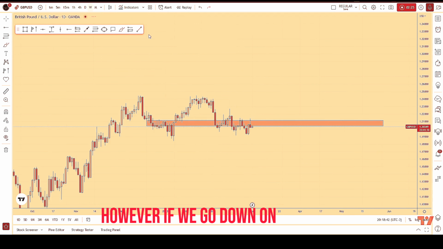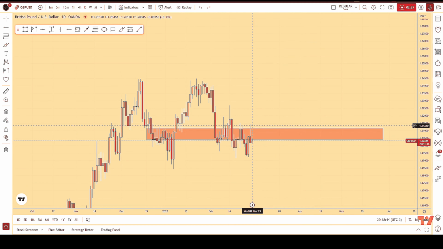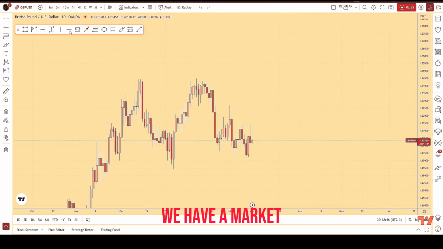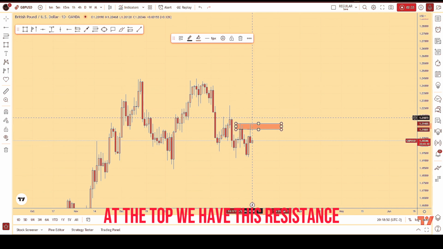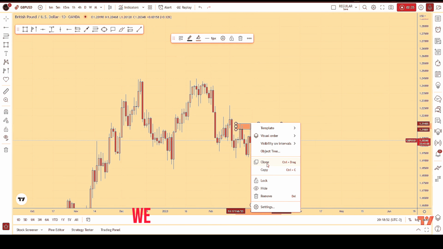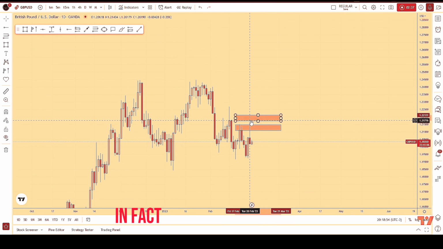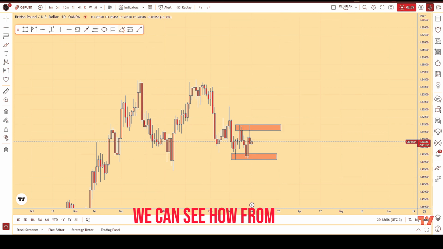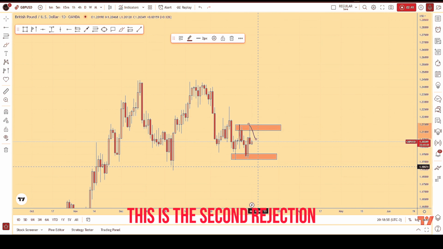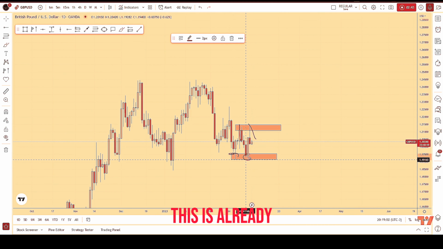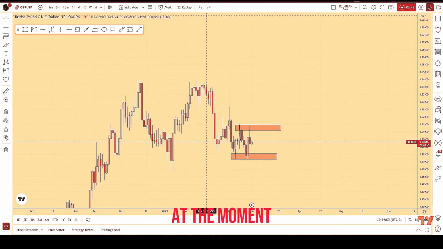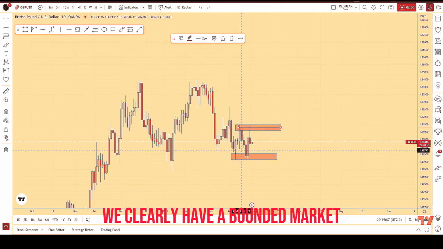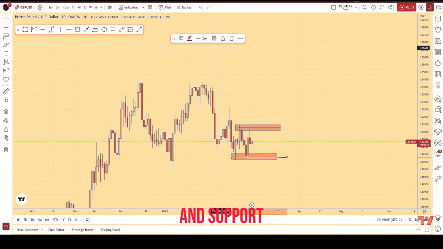However, if we go down on the daily, we can notice how the situation is actually pretty clear. We have a market which at the moment is range bound. At the top, we have this resistance, and at the bottom, we have this support here. In fact, if we look more closely, we can see how from here, this is the second rejection. From the bottom, this is already the third rejection if the market was supposed to go and test this level, meaning that at the moment we clearly have a bounded market in between this resistance and support.